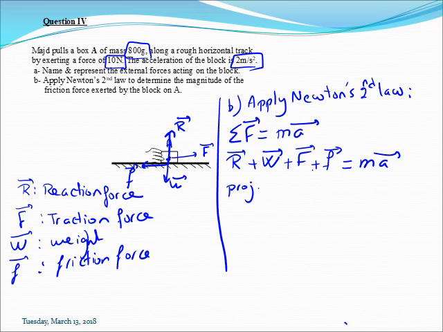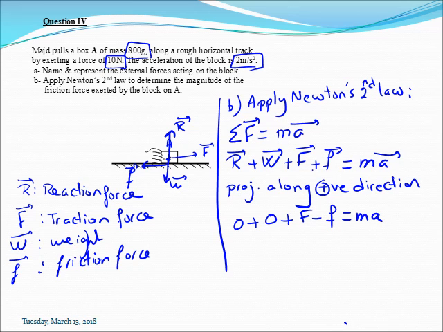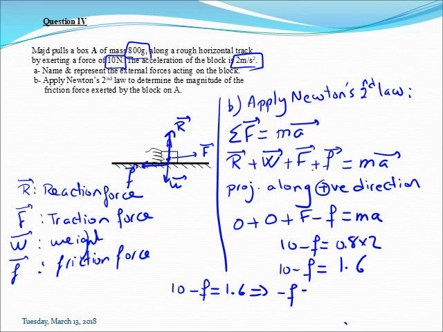Projection along the positive direction. 0 plus 0 plus F minus F equal MA. 10 minus F equal 0.8 times 2. 10 minus F equal 1.6, then minus F equal 1.6 minus 10 equal minus 8.4. So F equal 8.4 Newton.